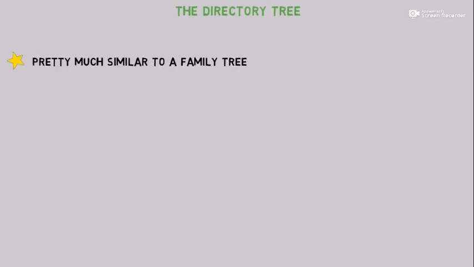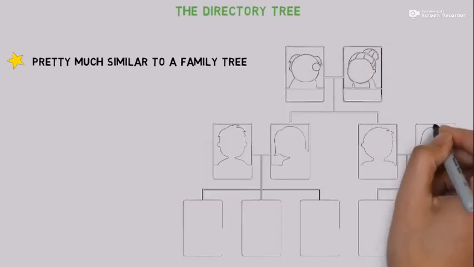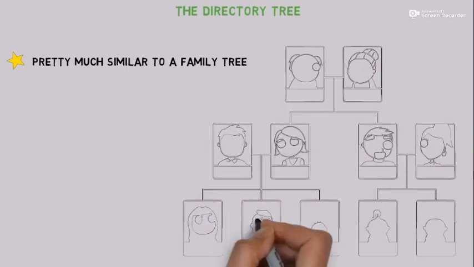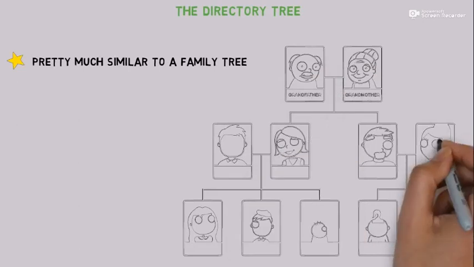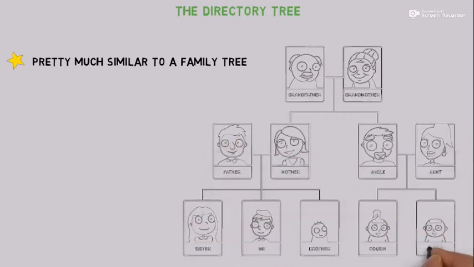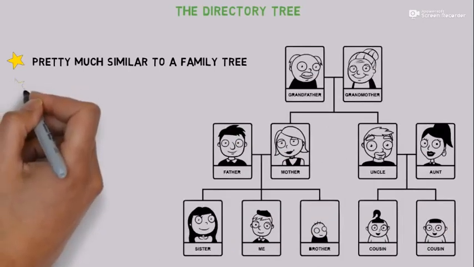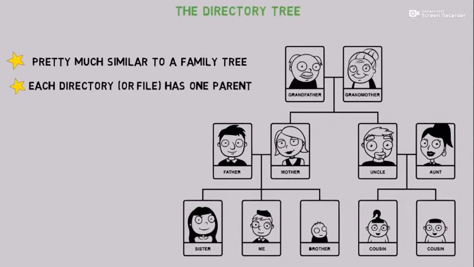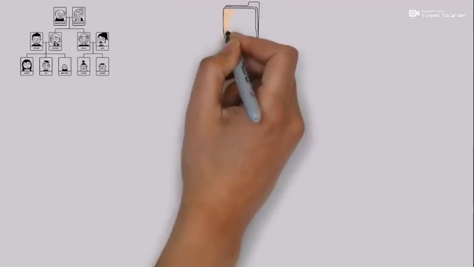The directory tree is very similar to a family tree, and so each directory or a file has a parent. However, each directory or a file has exactly one parent, unlike a family tree where each member has two parents. Also, we have the root directory, which has no parents at all. Now we will take a look at how the Linux file system is structured.